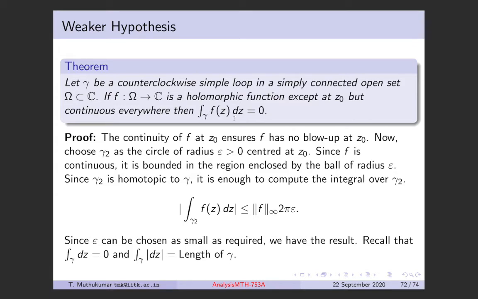So we have our result that the integral over gamma 2 is 0, which means the integral over gamma is 0 because they are homotopic.